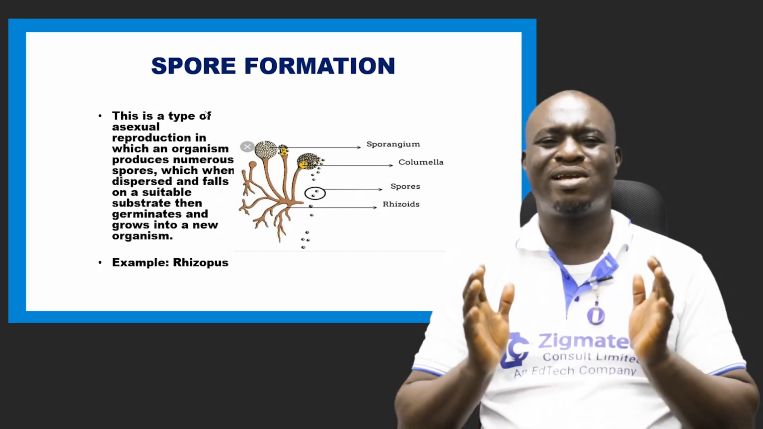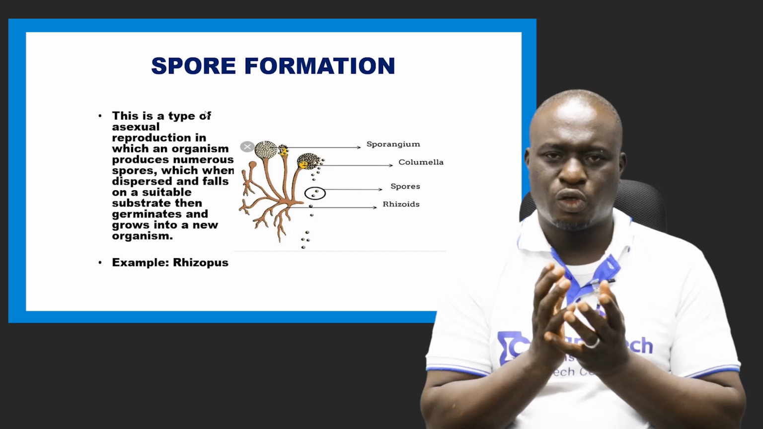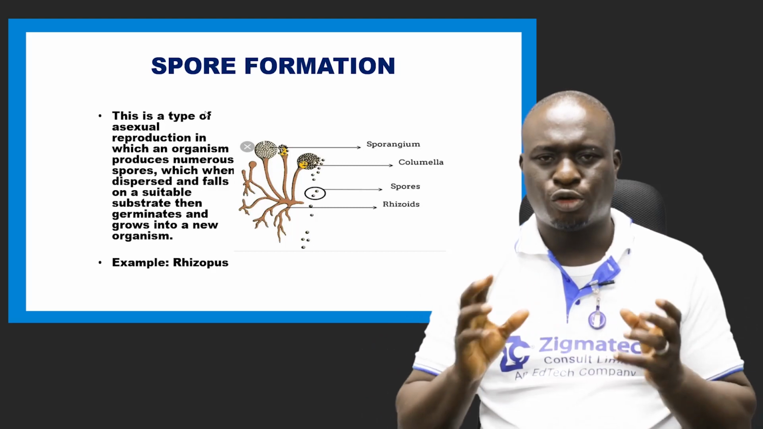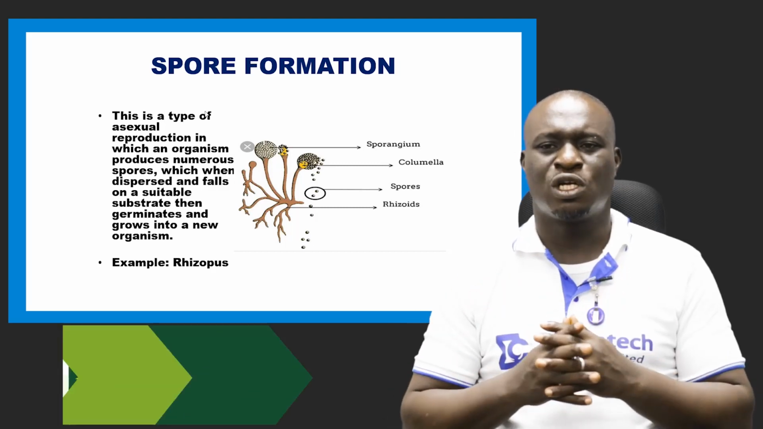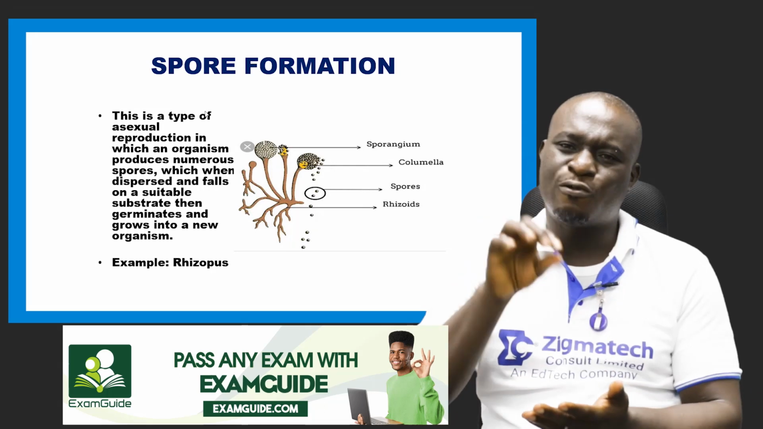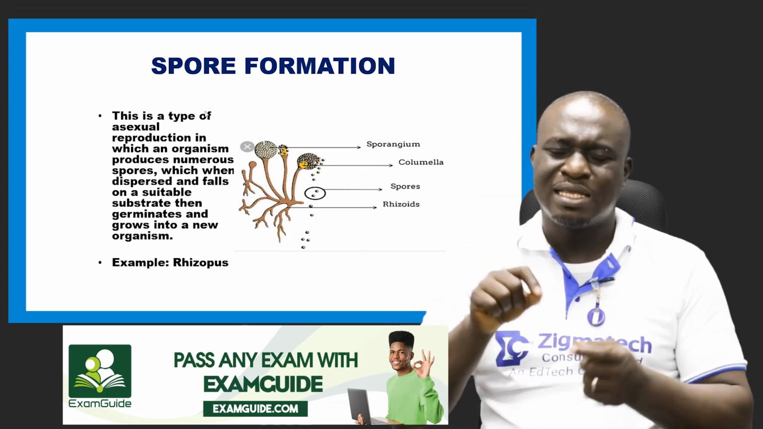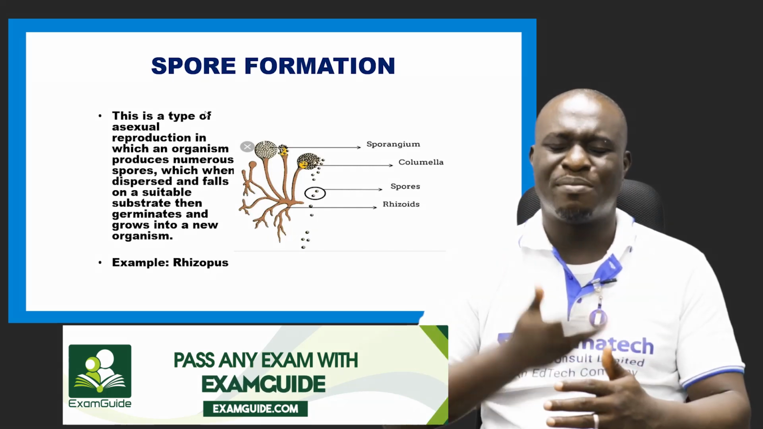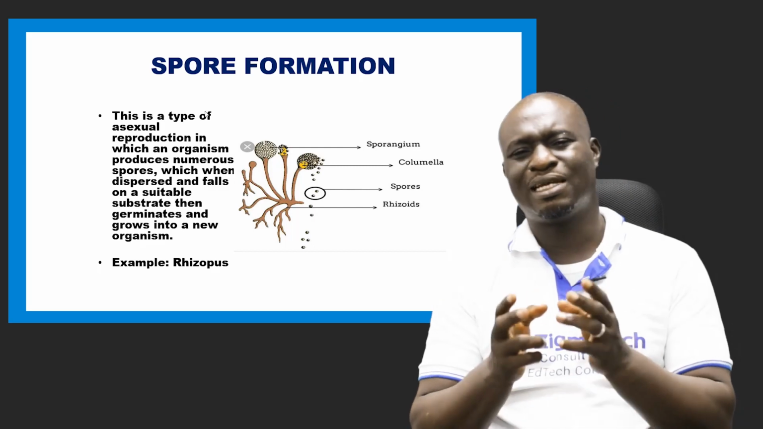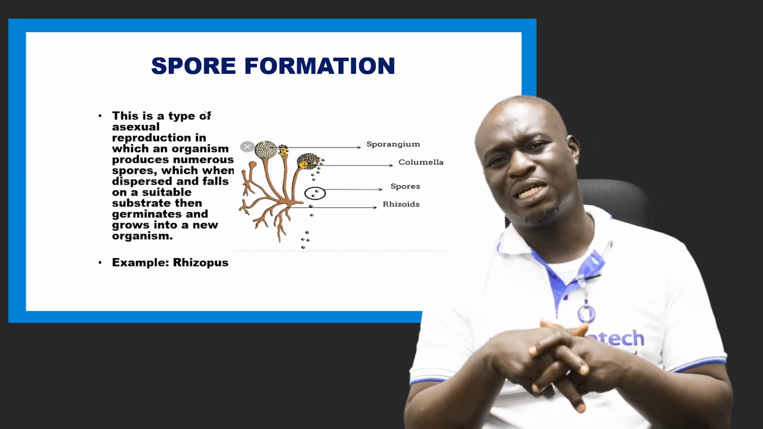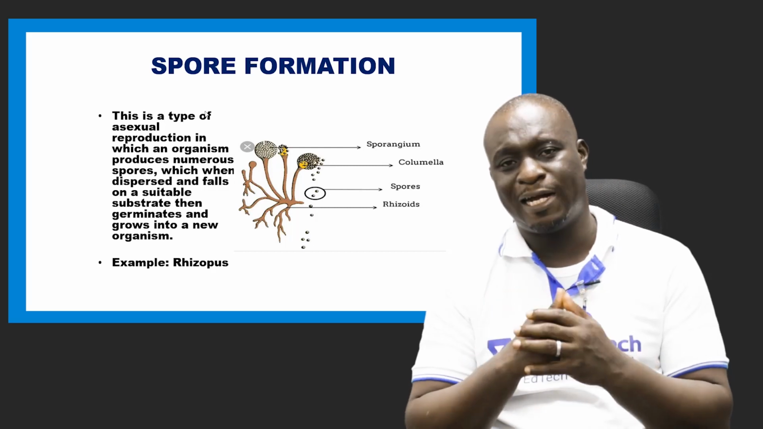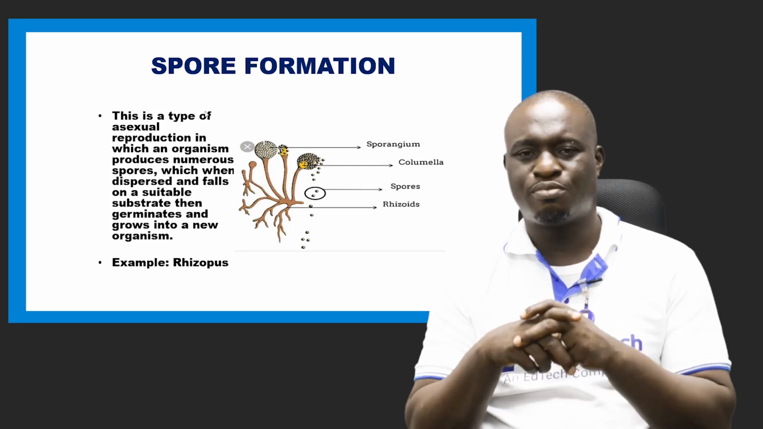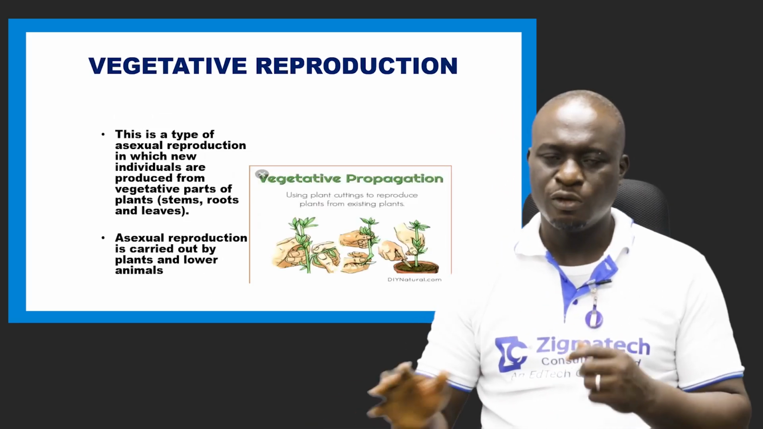These spores are carried in what we call the sporangium. Once this particular plant is mature, the sporangium ruptures and releases these spores, which are dispersed. When they fall on a suitable substrate, these spores germinate into new organisms. An example of an organism that carries out spore formation is a fungus, and that fungus is rhizopus. So rhizopus carries out the process of spore formation.